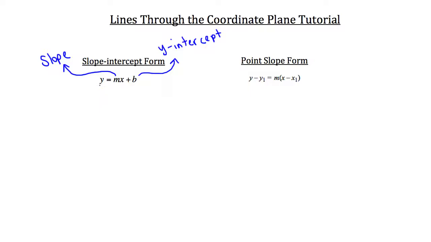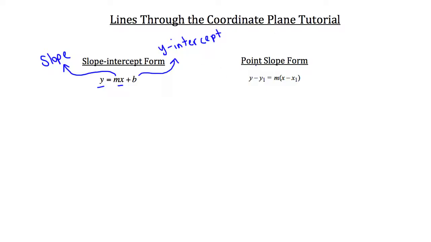We also have x and y in the slope-intercept form, and x and y are any x-coordinate and y-coordinate from any point in the line. So you could pick any point along that line and use the x-coordinate and y-coordinate of that point inside of this formula, the slope-intercept form. And we'll use some examples of this in a moment.